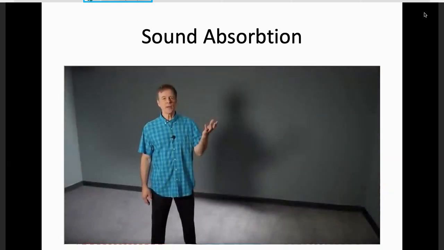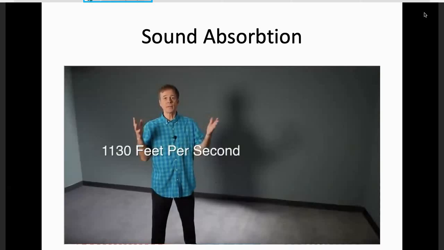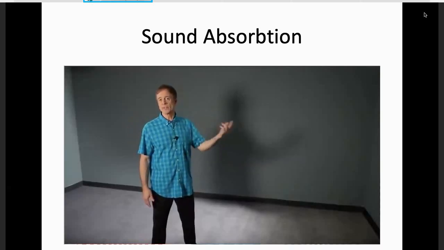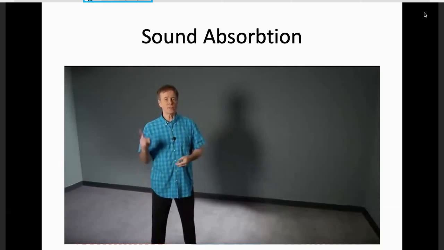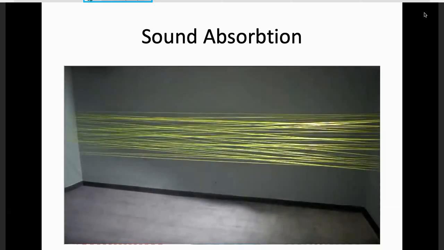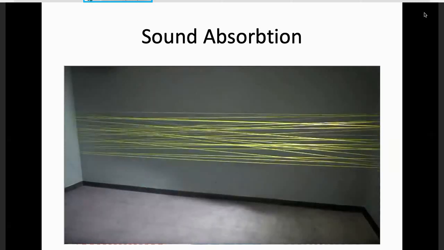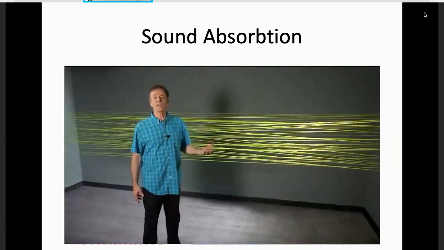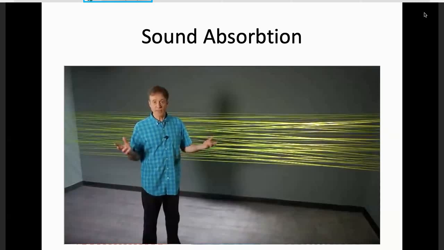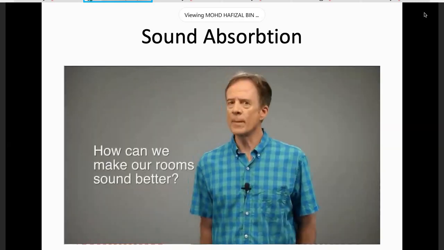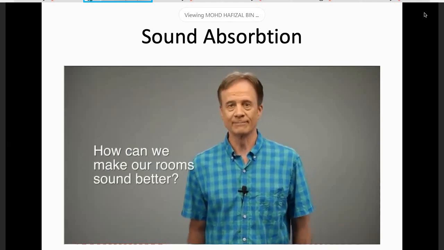Also, sound travels really fast, about 1130 feet per second. A sound wave will bounce back and forth between these two walls about 60 times in 1 second. Sound travels so fast, it fills a room almost instantly, and this is only one bounce angle. Every room has thousands. How can we make our rooms sound better?